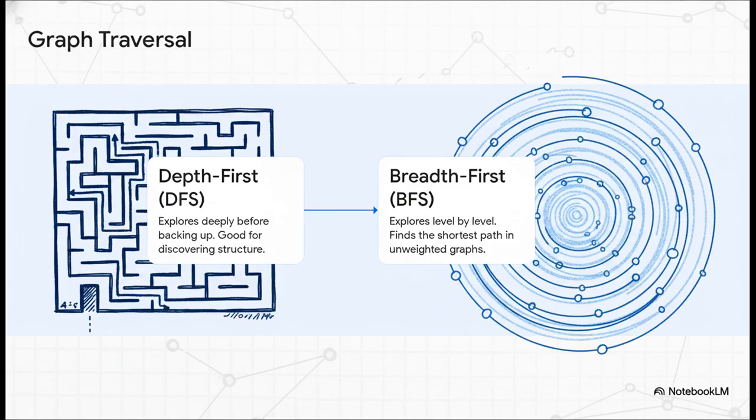The other one is breadth first search, or BFS. This one is way more methodical. It explores all of your immediate neighbors first, then their neighbors, and so on, moving outward layer by layer. So DFS is awesome for just discovering the shape of the graph, while BFS is your go-to for finding the shortest path between 2 points, as long as the graph is unweighted.